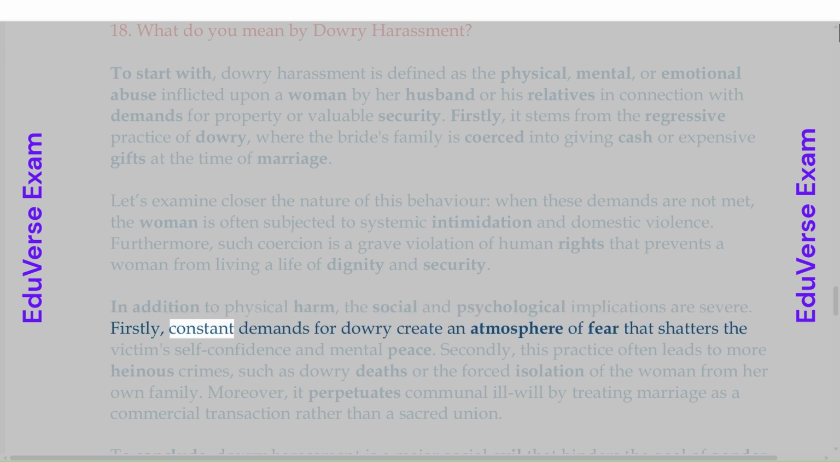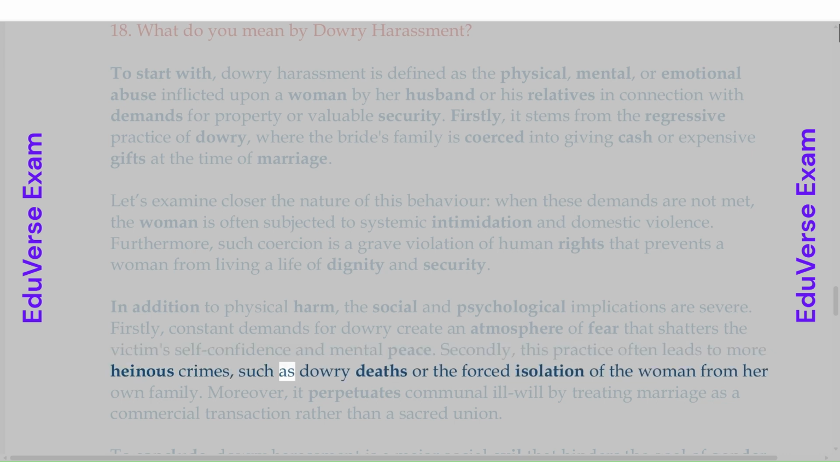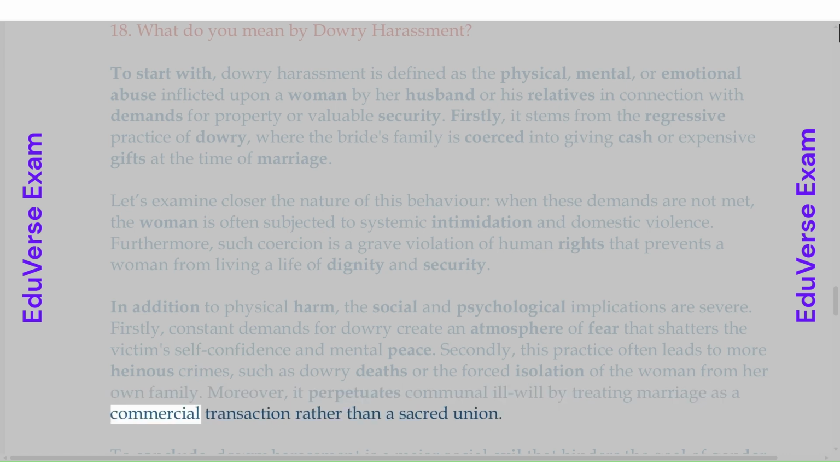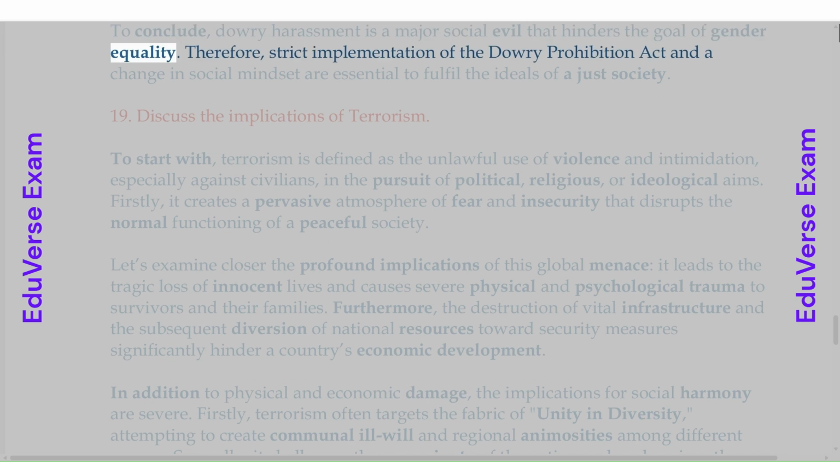Firstly, constant demands for dowry create an atmosphere of fear that shatters the victim's self-confidence and mental peace. Secondly, this practice often leads to more heinous crimes, such as dowry deaths or the forced isolation of the woman from her own family. Moreover, it perpetuates communal ill will by treating marriage as a commercial transaction rather than a sacred union. To conclude, dowry harassment is a major social evil that hinders the goal of gender equality.